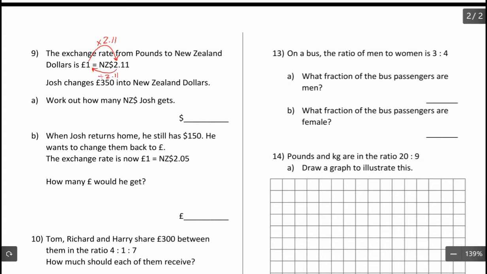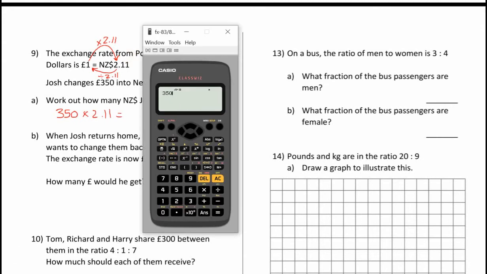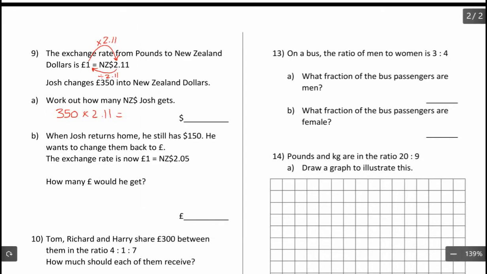So Josh changes £350 into New Zealand dollars. Work out how many dollars he gets. So we're changing pounds into dollars, which means we're timesing by 2.11. So that is 738.50. Make sure you put the 0 on because it's money, so it should have 2 decimal places.